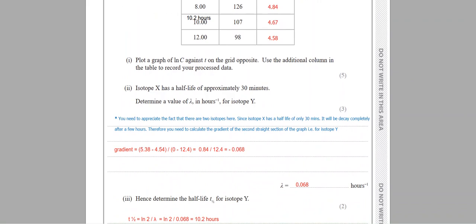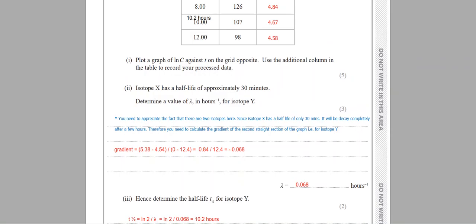Okay, this is something where I have to step in. This is one of the most complicated graphs that has ever appeared in a Unit 6 paper. There are two isotopes here, and the graphs for both isotopes will produce a straight line. But you need to appreciate the fact that there are two isotopes here.